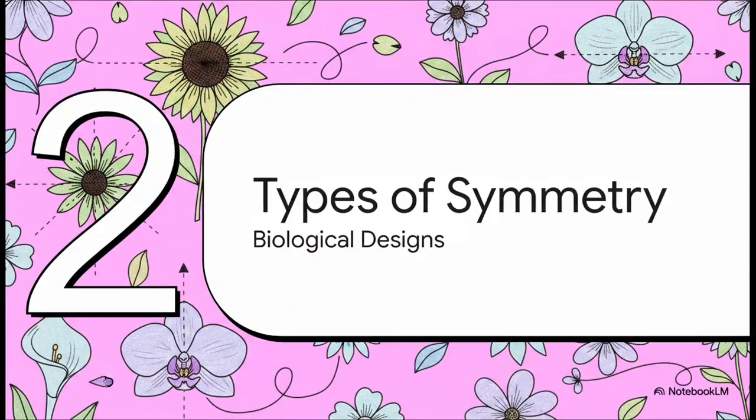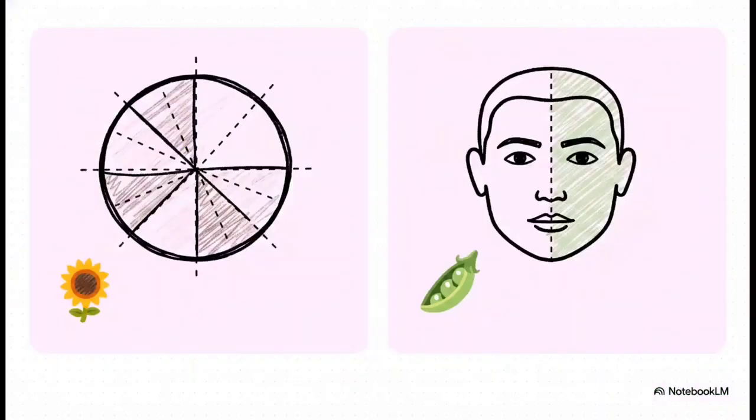Moving right along to section 2, the 3 types of symmetry, or the biological designs. Now, what's really interesting about this slide is how nature uses 3 completely distinct architectural strategies. Let's contrast the first 2 primary types side by side, because this is super important. On the left, we have actinomorphic, which is also known as radial symmetry. These flowers can be divided into equal halves in any number of planes passing straight through the center.